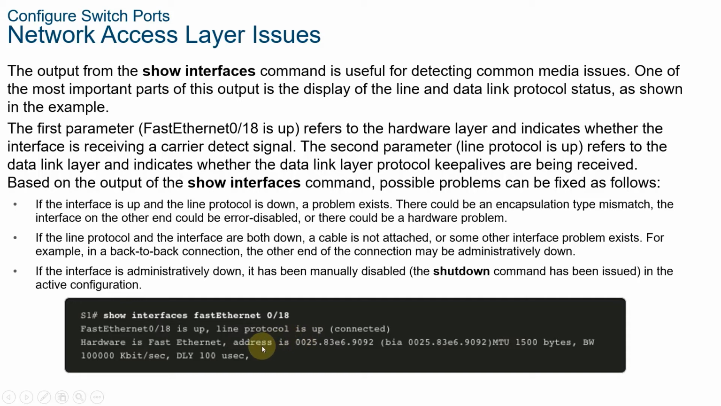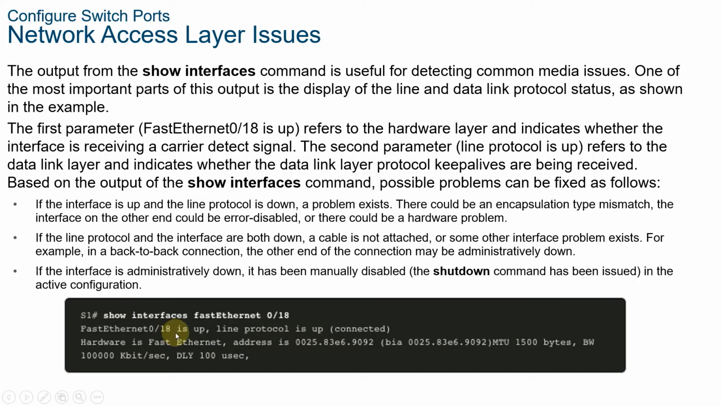Based on the output of the show interfaces command, possible problems can be fixed as follows. If the interface is up and the line protocol is down, a problem exists. There could be an encapsulation type mismatch, the interface on the other end could be error disabled, or there could be a hardware problem.